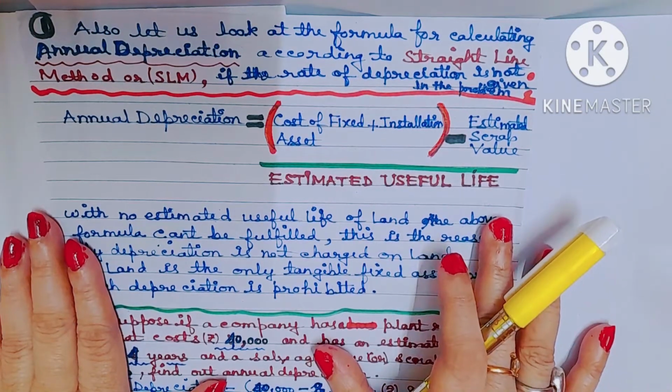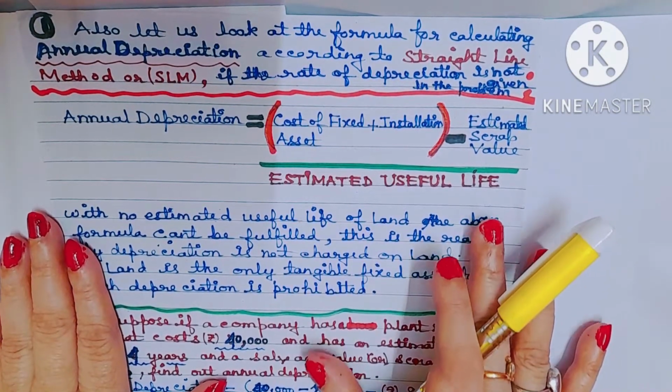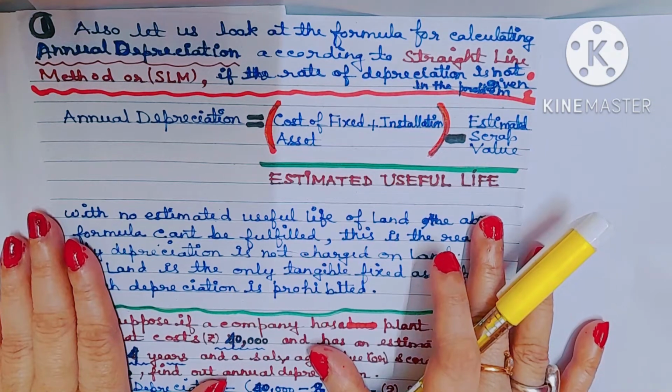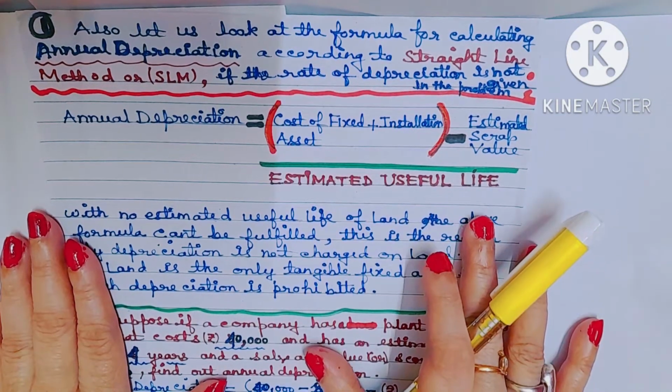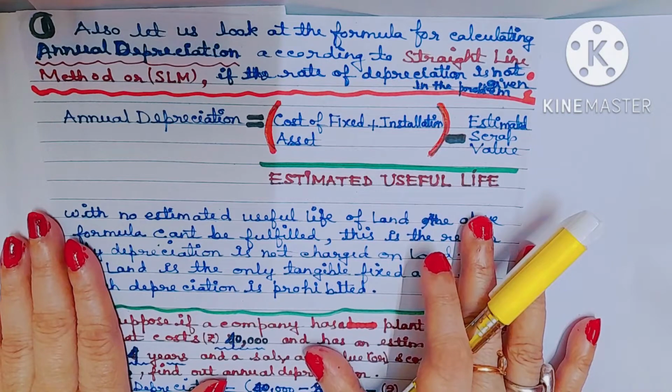So why can't we charge depreciation on land despite being a tangible fixed asset? Because land has infinite or indefinite or unlimited estimated useful life.